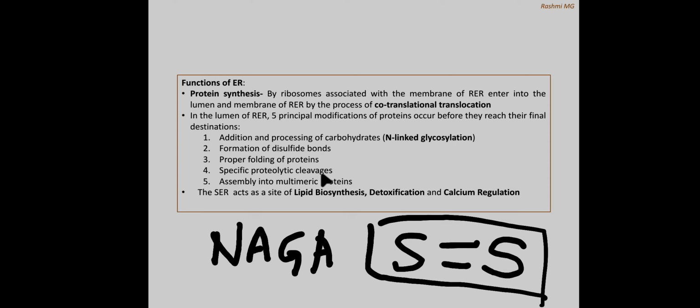And next is specific proteolytic cleavage. Wherever the cleavage is needed, wherever the cut is needed, the amino acids are cut in a specific part, and then assembly into multimeric proteins. These are the 5 principal modifications. Where are they happening? They happen in the ER before the proteins reach their final destination.